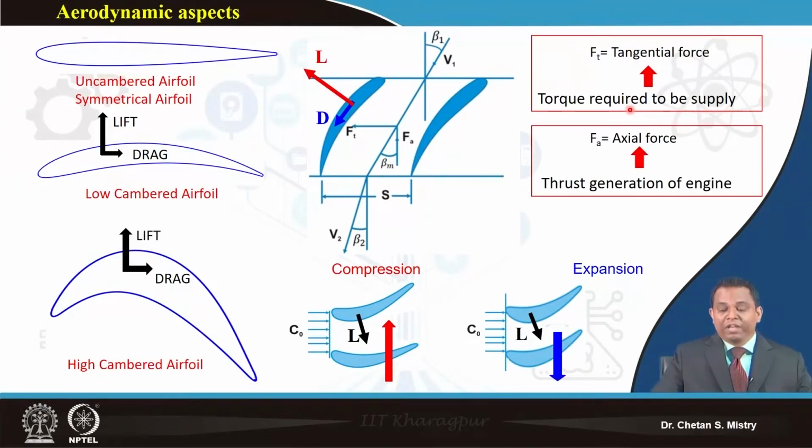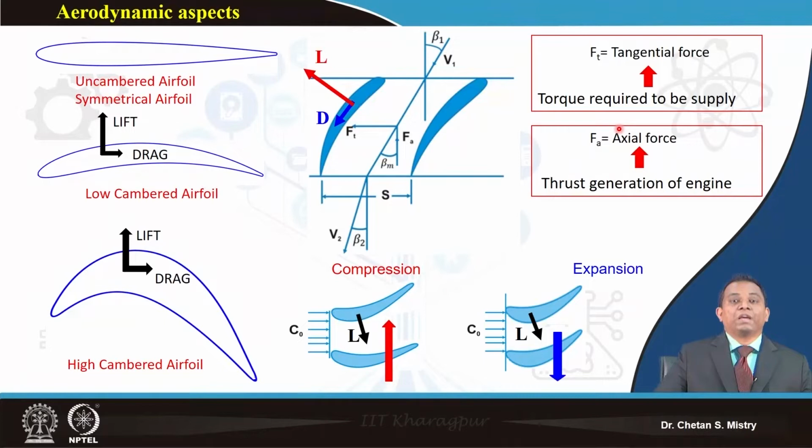Same way, if I am talking about the second force, that is the axial force. This axial force is useful to us in the generation of thrust. Now let me tell you, those who are from an aerospace background, when they refer to the book and literature and when they are learning, they understand that thrust is being generated by the nozzle.